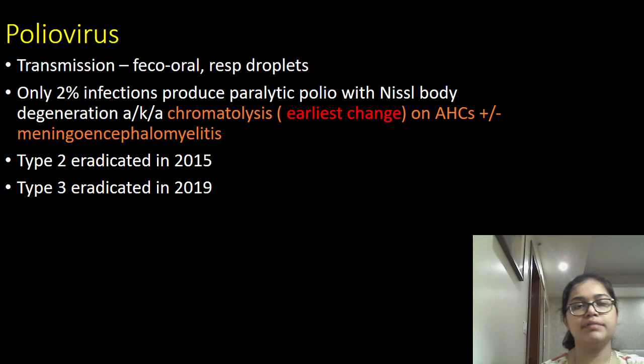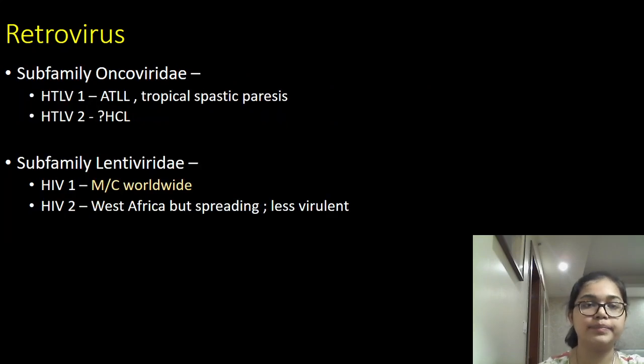Out of all the cases of poliovirus infection, only 2% actually progress to paralytic polio. The earliest change that is seen in the case of paralytic polio is chromatolysis or nissl body degeneration of the anterior horn cells with or without meningoencephalitis. Type 2 was eradicated in 2015, type 3 was eradicated in 2019.